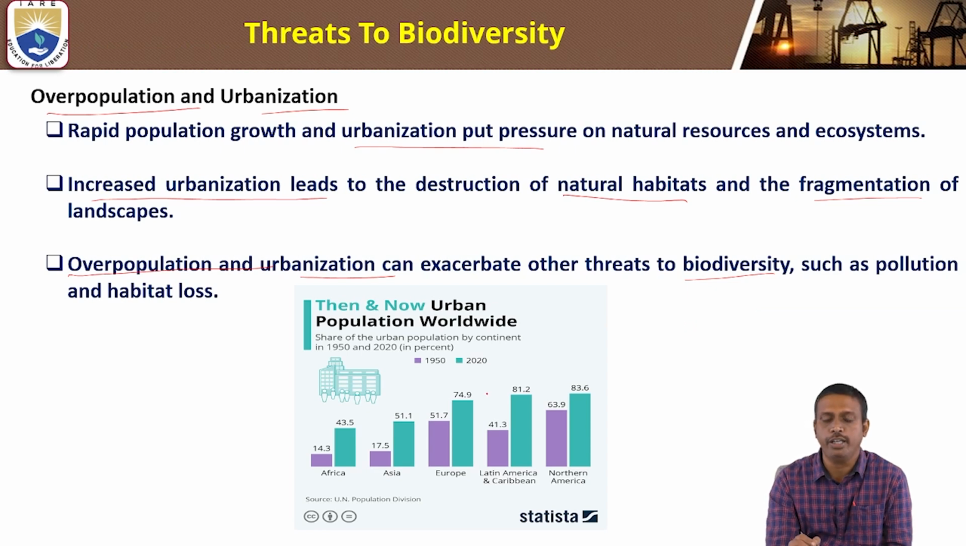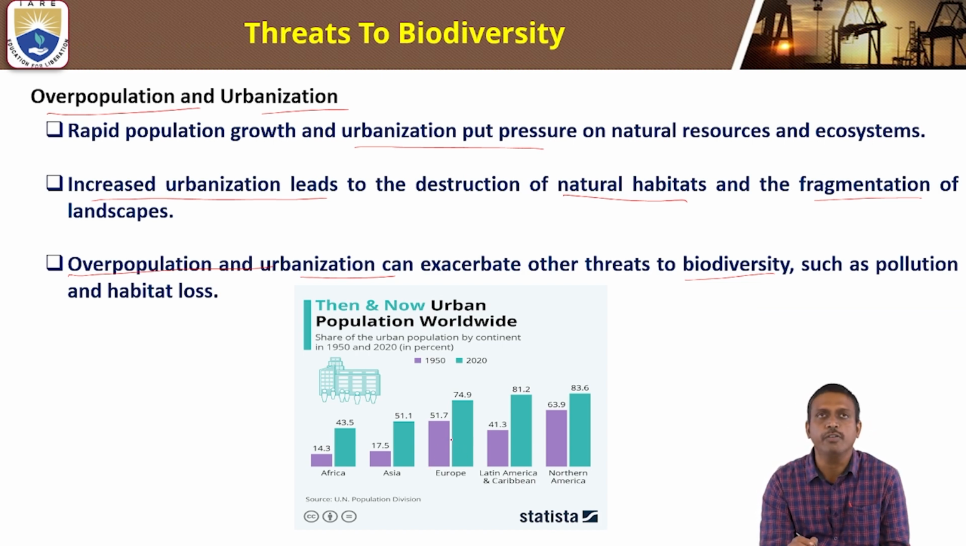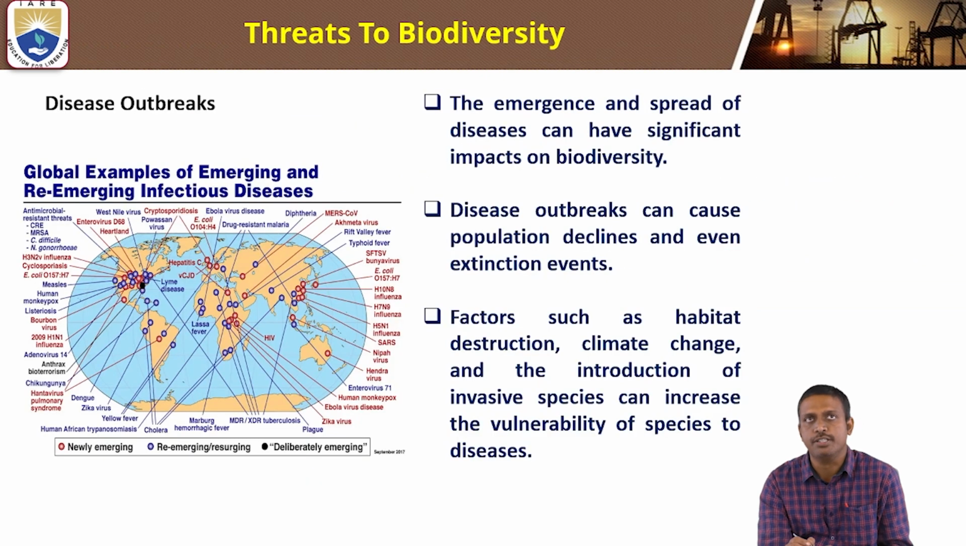Here, for the years 1950 to 2020, what is the percentage of loss? In Africa, 14.3 and 43.25. This is how urbanization and overpopulation affect species. It is one of the threats to biodiversity.